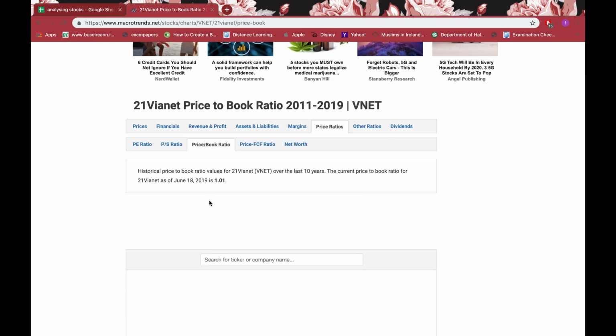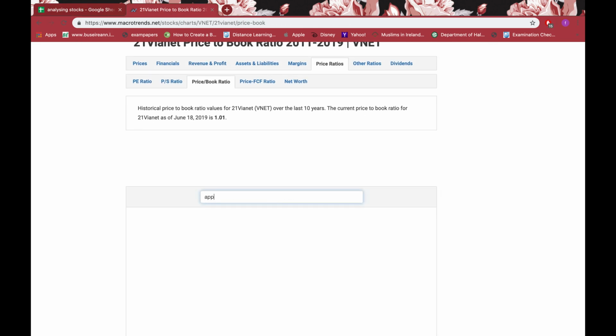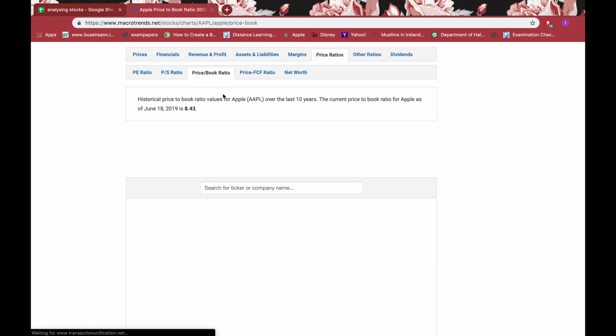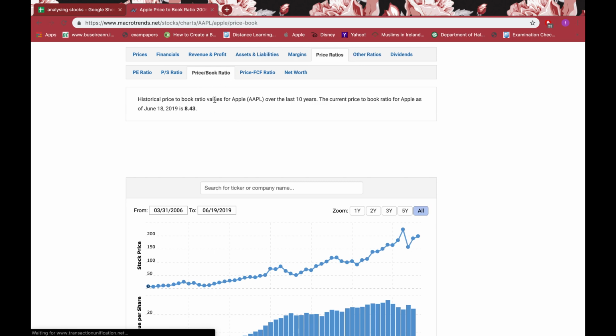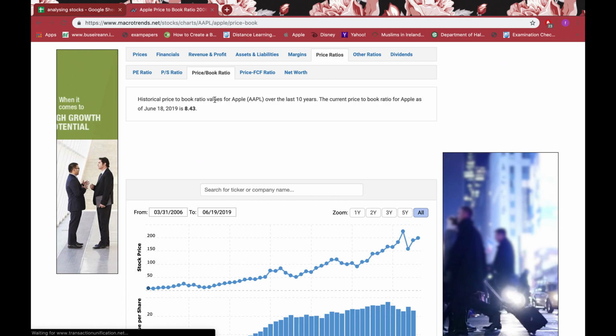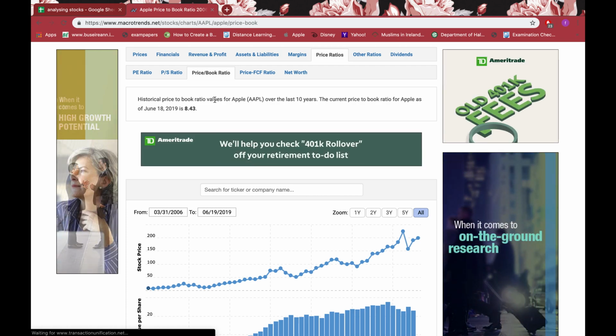For example, if I choose stock Apple, I'll just type here and click this one. There are different ratios that are already calculated for you, so if somebody's new and has no clue about it, you can still understand this very well.